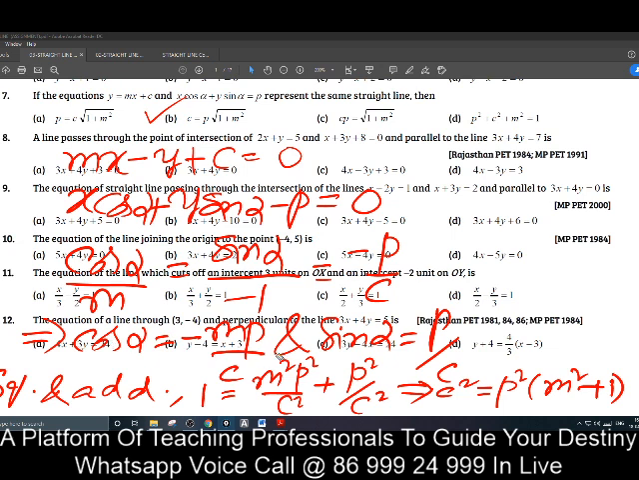Thereby we have got the cos alpha value and sin alpha value, and squaring and adding, you have got 1 equal to m square p square by c square plus p square by c square, which implies c square is equal to p square into 1 plus m square. So it is option B, please. Coming to the next one.